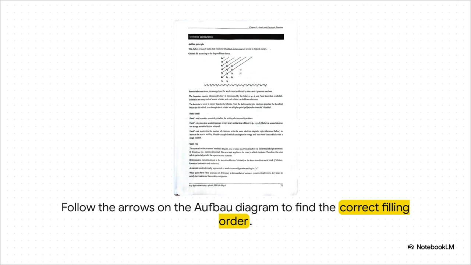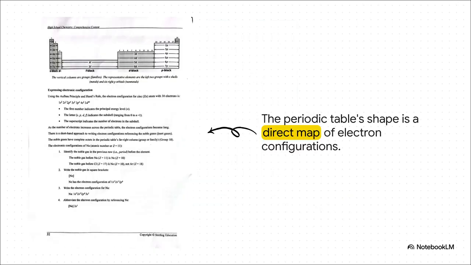But wait, here's where it gets a little weird, right? Look how the path goes down to 4s before it loops back around to fill 3d. This shows us something super important that you wouldn't guess. The 4s sublevel is actually lower in energy than the 3d. This diagram is essential because it shows us the true energy filling order, not just the numerical one. And our second map? Well, it's been staring us in the face this whole time. The periodic table itself.